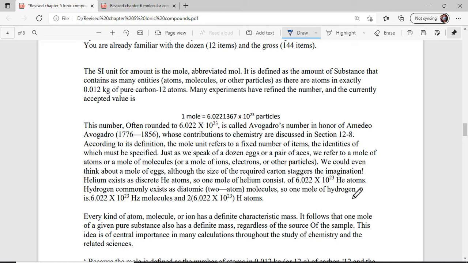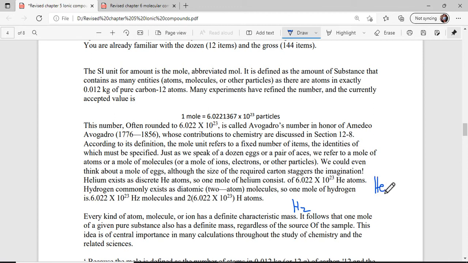For example, helium exists as a discrete He atom. This means that 1 mole of helium consists of 6.022 times 10 raised to 23 helium atoms. Then for your hydrogen, hydrogen is composed as diatomic. Diatomic means it is H2. Right? Helium is only He.